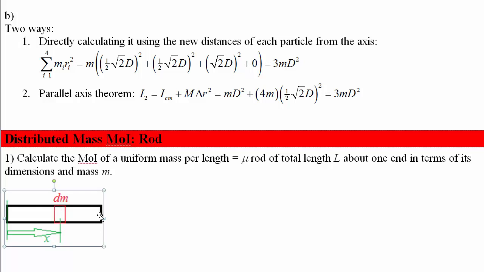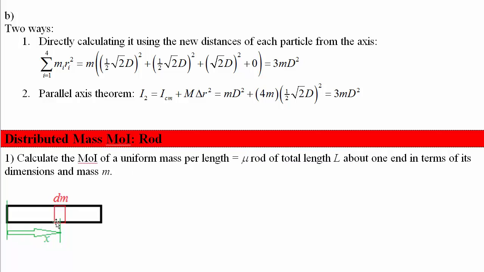Distributed mass moment of inertia, calculating the moment of inertia of a rod. We're going to calculate the moment of inertia about one end because that integral is a little bit easier. So find the moment of inertia of a uniform mass per length equals mu. So the mass per length is mu, and it's a rod of total length L about one end in terms of its dimensions and its mass.